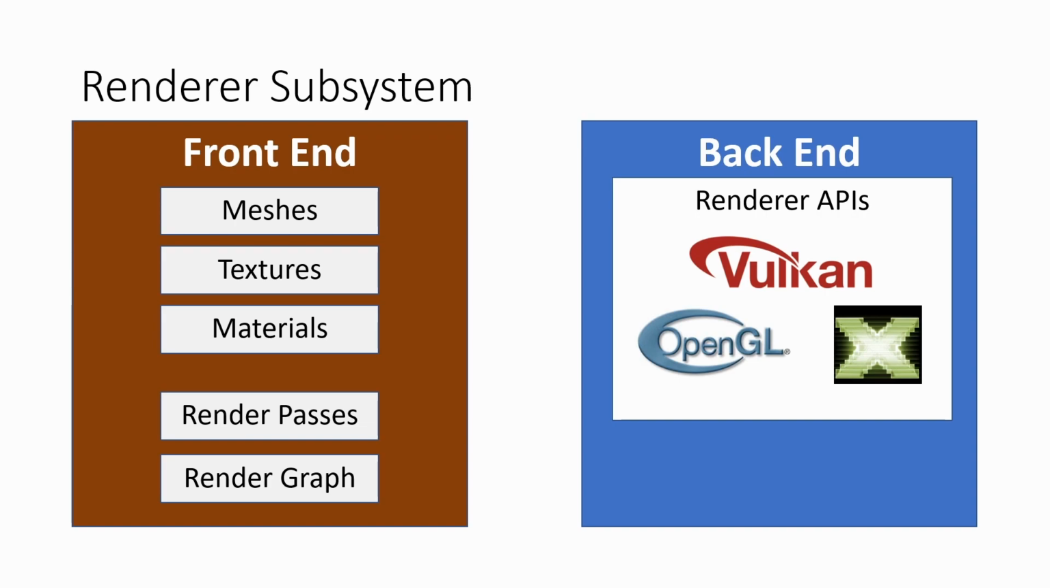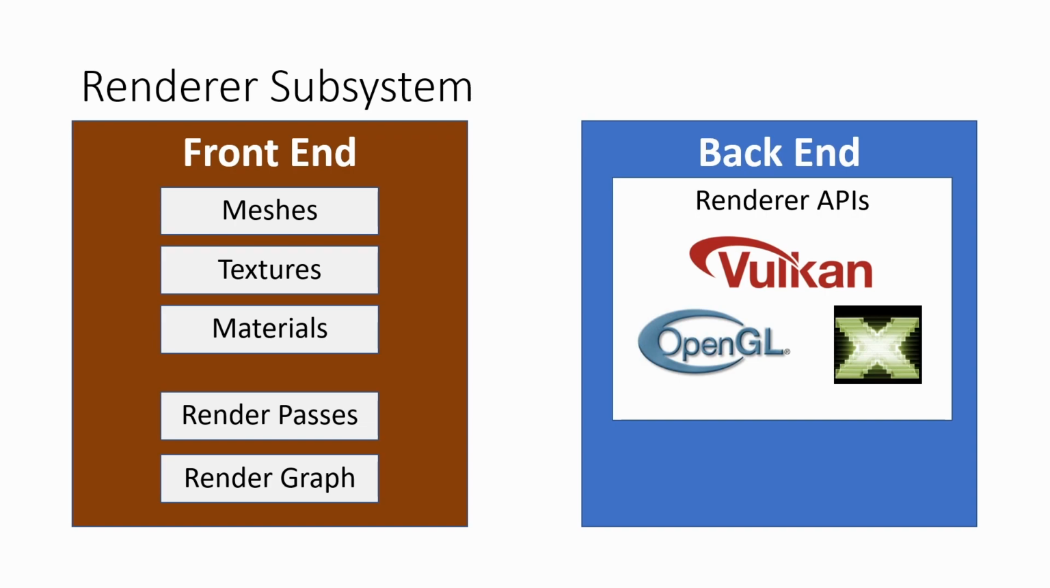More recently, there was something released called Vulkan. Vulkan is a new renderer API, or graphics API, if you will, that allows a little bit more control, and we'll get into some of the aspects of that in a moment. But Vulkan is going to be the one that we're going to use. However, our renderer subsystem eventually will support all three of these.